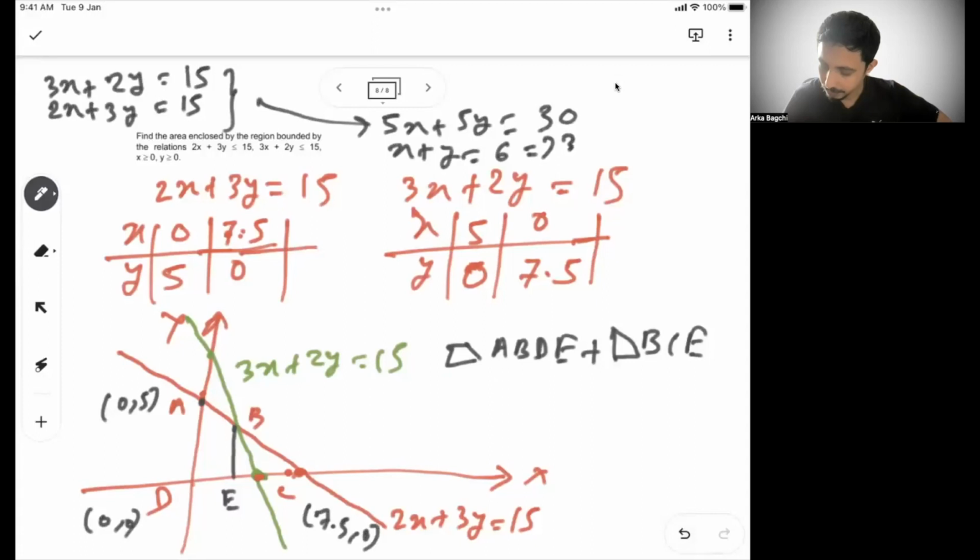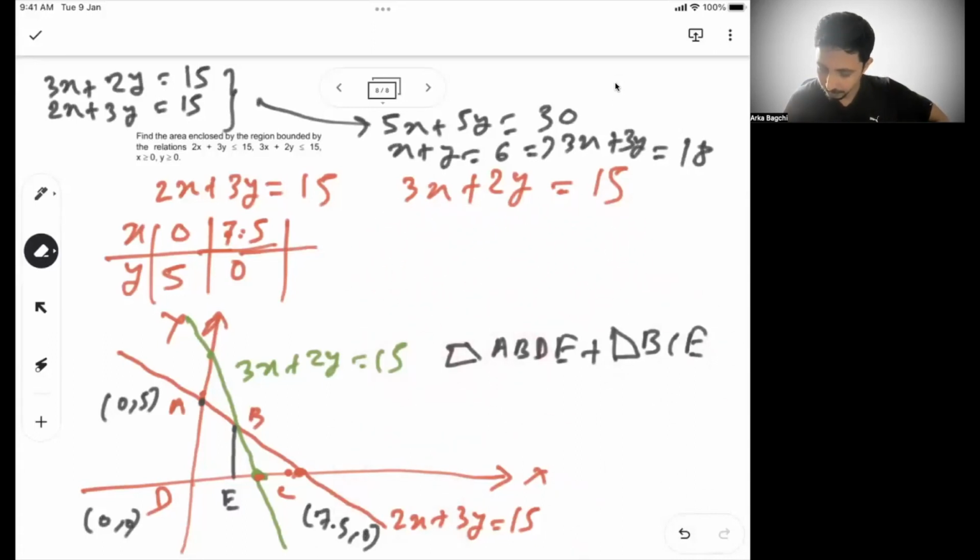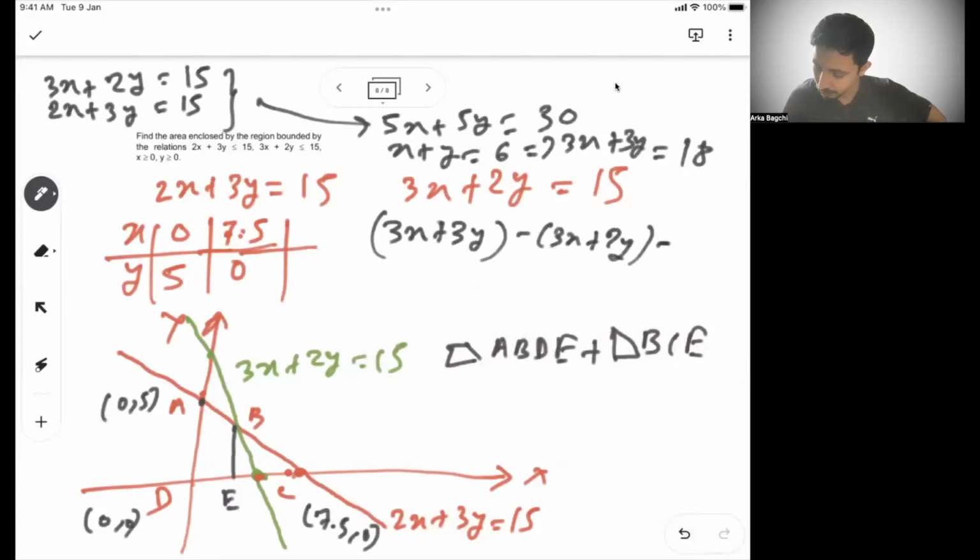And that reminds me, 3x plus 3y is equal to 18. So we just multiplied by 3. 3x plus 3y equal to 18. Now, what will happen? 3x plus 3y equal to 18, 3x plus 2y equal to 15. So 3x plus 3y minus 3x plus 2y is equal to 18 minus 15. So 3x gets cancelled, y is equal to 3.